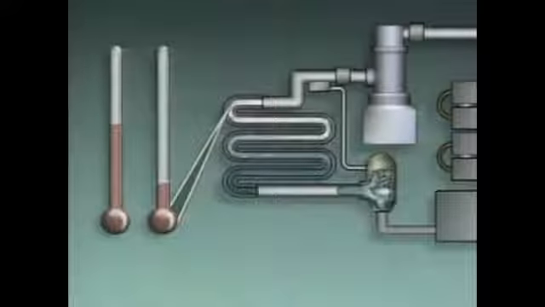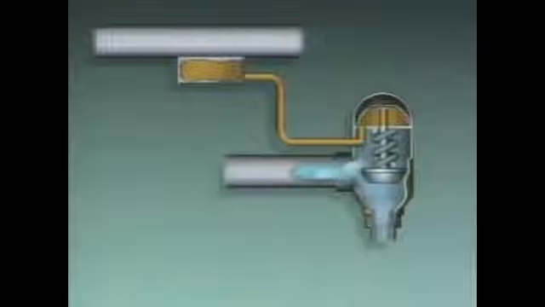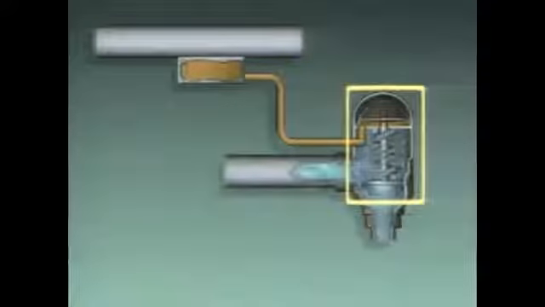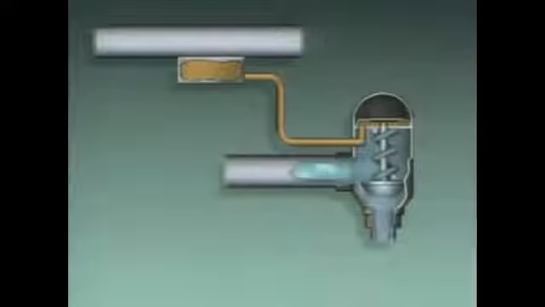If the temperature of the substance being cooled goes below the desired value, the temperature of the refrigerant leaving the evaporator will decrease. In this case, the refrigerant absorbs heat from the fluid in the thermal bulb, and the fluid contracts. This causes the expansion valve to close slightly and reduce the flow of refrigerant to the evaporator. Now that we've seen how flow is controlled, let's see how a system maintains pressure.